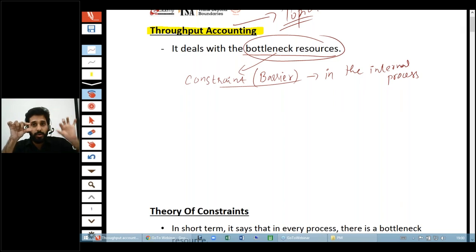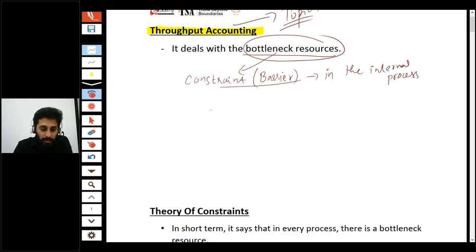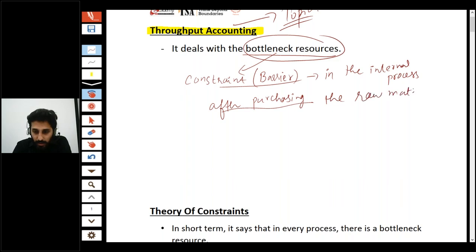the internal process might be having some barriers. Now, those barriers are called bottleneck. So that means the bottleneck will not be the raw material. The bottleneck will be either machine hours or labor hours, because it is saying that constraint in the internal process, that is after purchasing. Focus on the words after purchasing the raw material. So that is in the internal process.